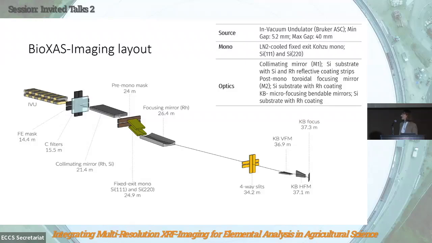Looking a little bit closer at the main beamline components, the BioXCS imaging beamline has an in-vacuum undulator. We have a collimator mirror, and then a fixed exit mono with silicon 111 and silicon 220 crystals, and then a focusing toroidal mirror, and the KB mirrors are utilized downstream to focus the secondary source.